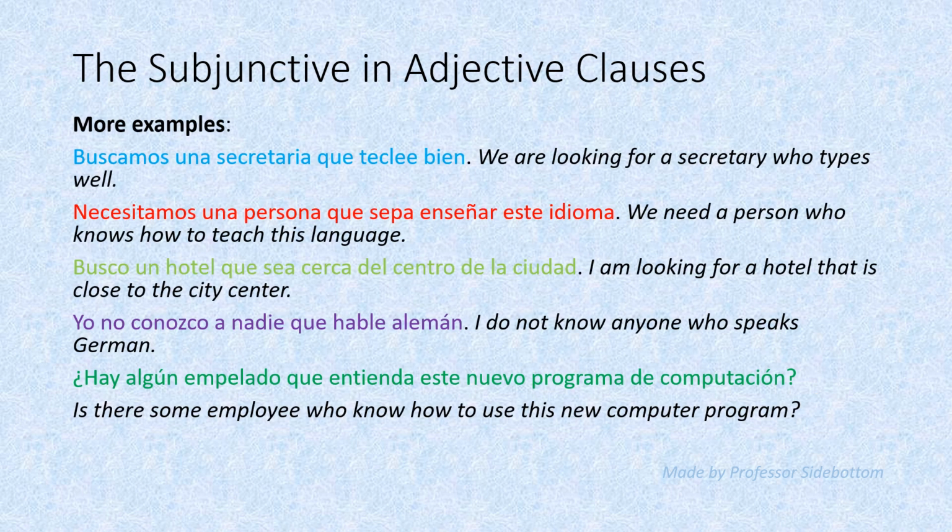Here we have some more examples with the subjunctive and adjective clauses. Buscamos una secretaria que teclee bien. We are looking for a secretary who types well. Necesitamos una persona que sepa enseñar este idioma. We need a person who knows how to teach this language. Busco un hotel que sea cerca del centro de la ciudad. I'm looking for a hotel that is close to the city center.